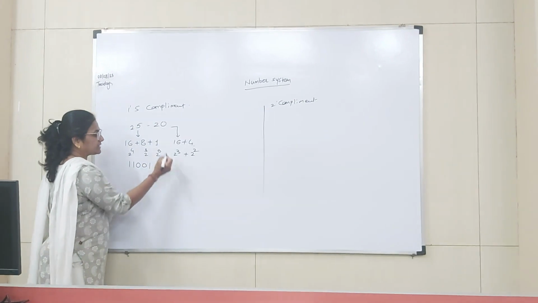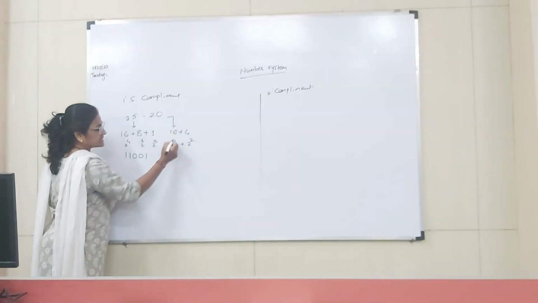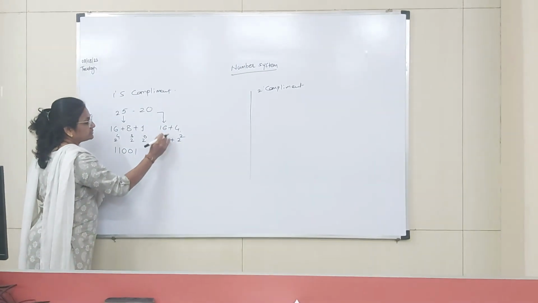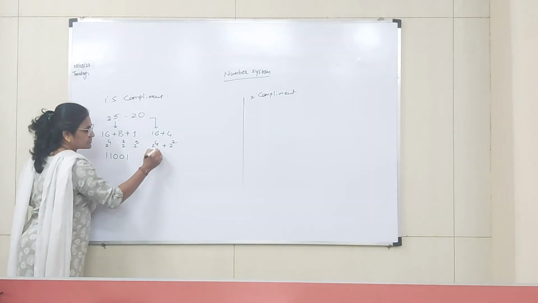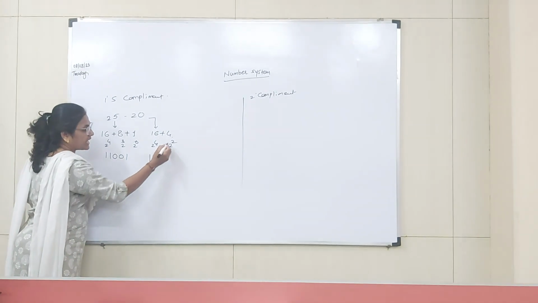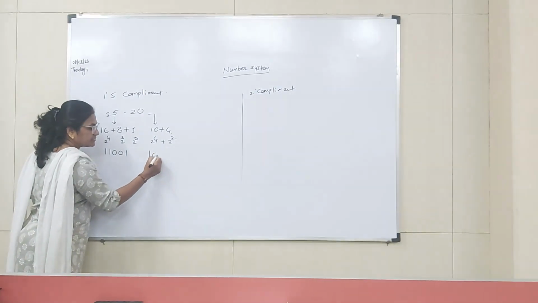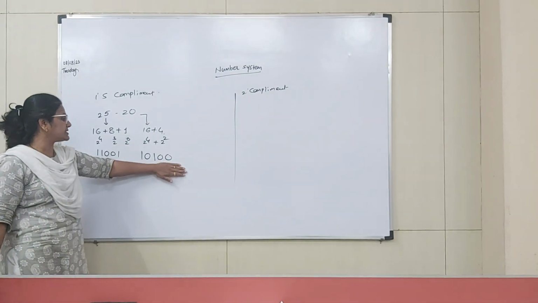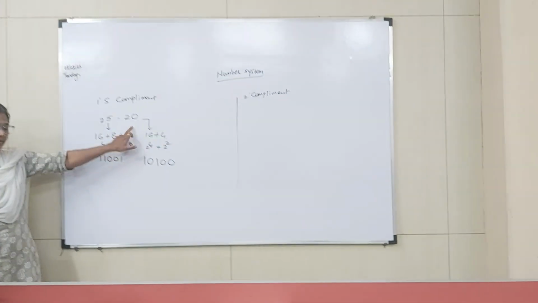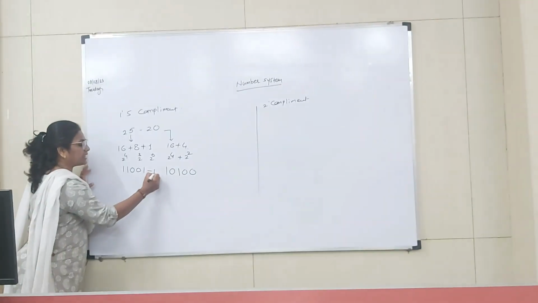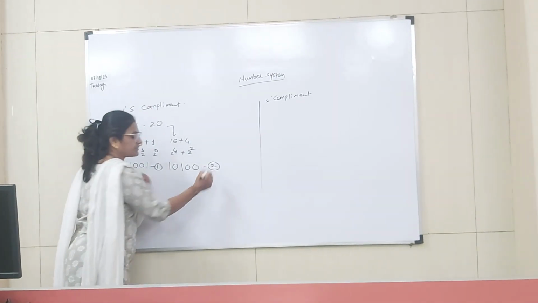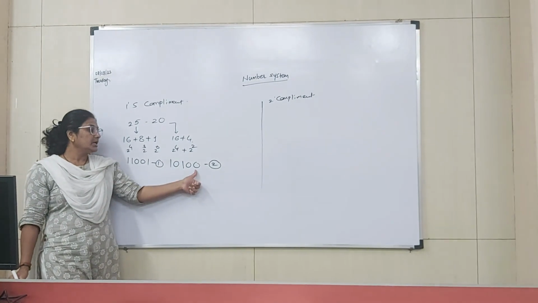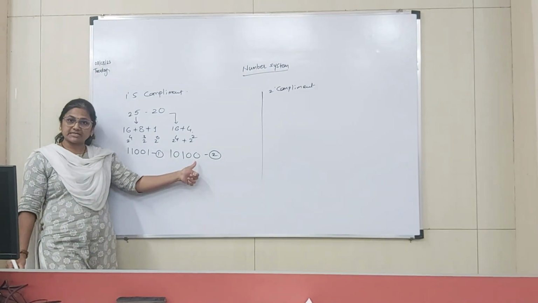Now next, for the number 20, the binary value: 16 is 2 raised to 4 and 4 is 2 raised to 2. So 2 raised to 3 is absent, 2 raised to 1 is absent, 2 raised to 0 is absent. So this is the binary value for the number 20. Now this is the first value and this is the second value which we have to subtract from the first number. So first of all we need the ones complement of the second number.